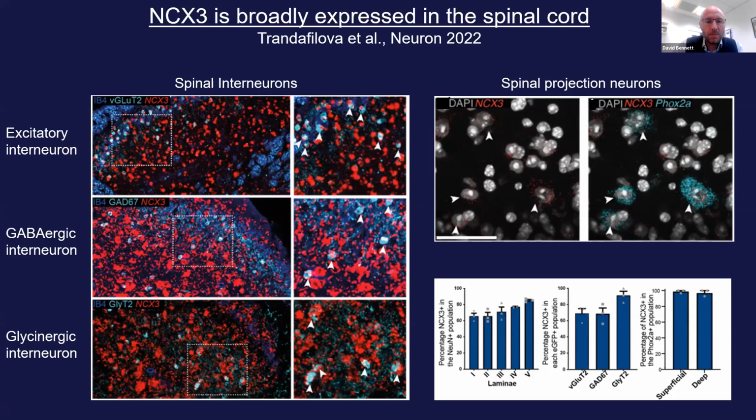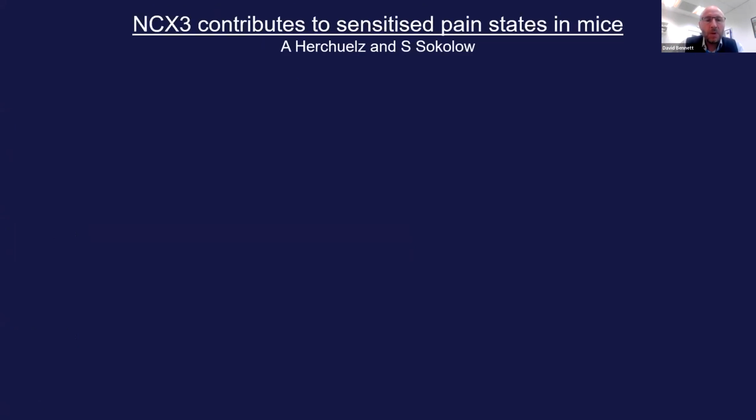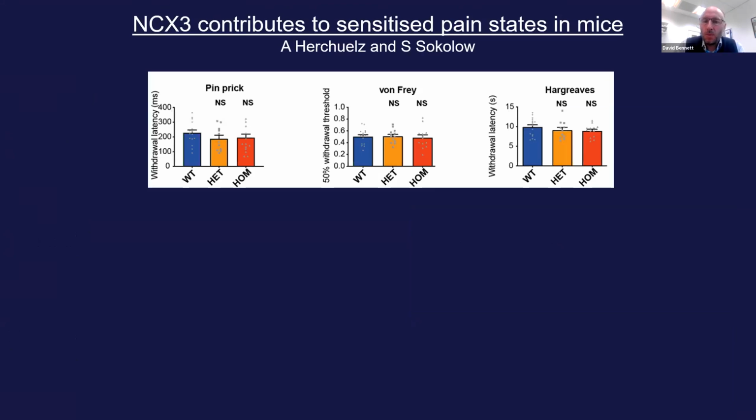And luckily, Andrei Hirschulz and Sophie Sokolov had already made mice which don't express NCX3. So we could then try and validate these human genetic results in the mouse. When we study pain behavior in mice, we can look at evoked responses to noxious stimuli, whether that's a pinprick or a von Frey probe, or a thermal stimulus in the form of the Hargreaves test for response to thermal stimuli. And this did not change.